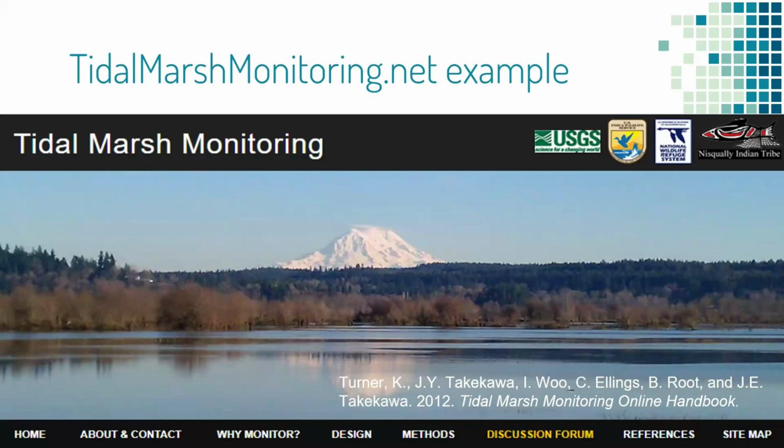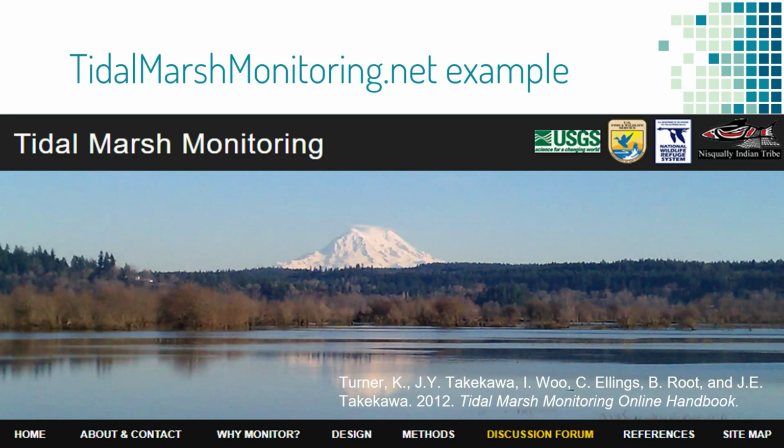There are many examples of protocols. And so I'm just going to put some time into this one, tidalmarshmonitoring.net. This was the brainchild of John Takakawa, Kelly Turner, myself, in partnership with the Nisqually Indian tribe, Chris Ellings, and the Billy Frank Jr. Nisqually National Wildlife Refuge, Brian Root, and Jean Takakawa.